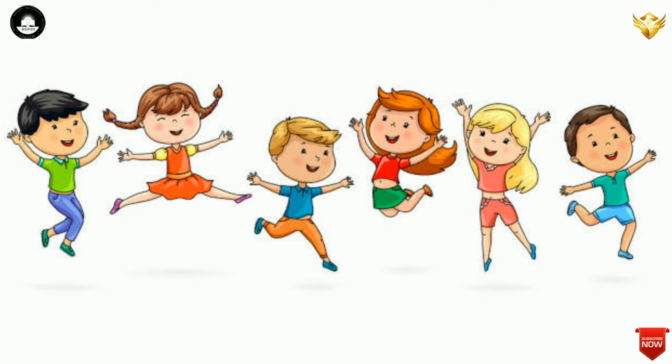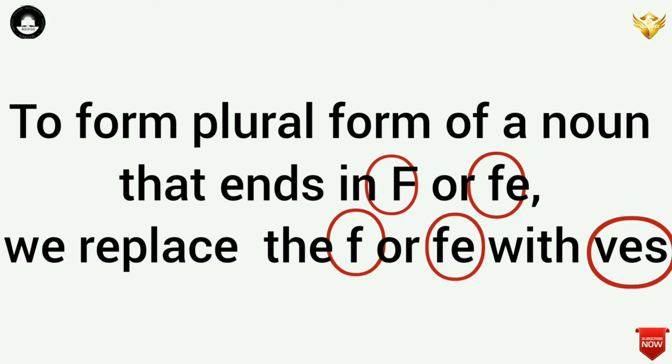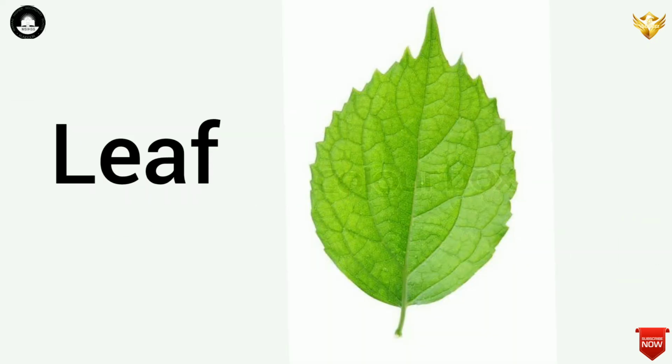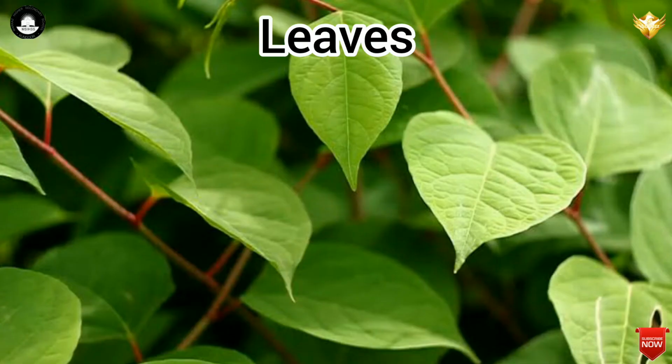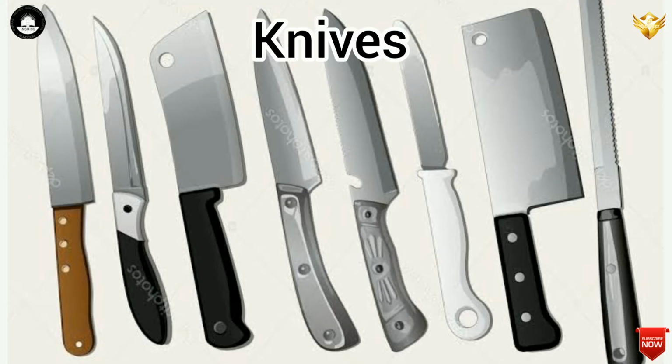Next one, to form the plural form of a noun that ends in F or FE, we replace the F or FE with VES. Okay, if F or FE is at the end, we will replace it with VES. For example, leaf, leaves, knife, knives.